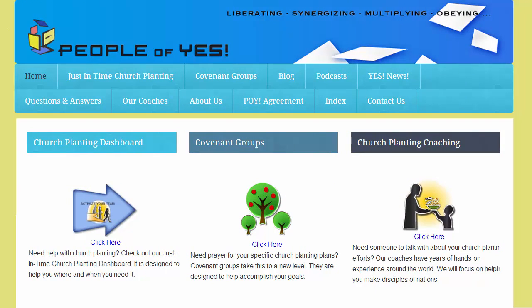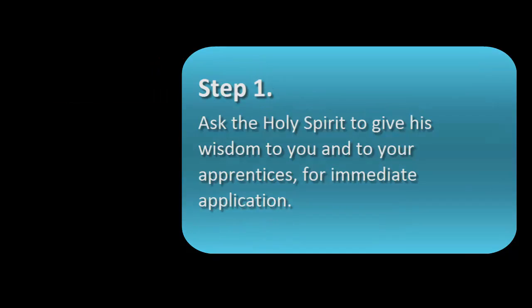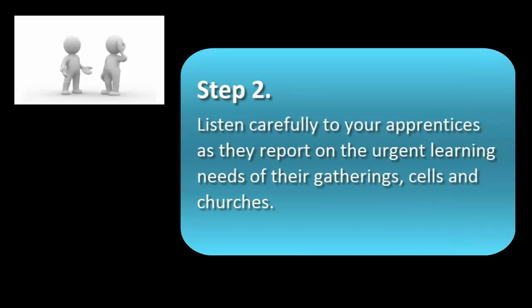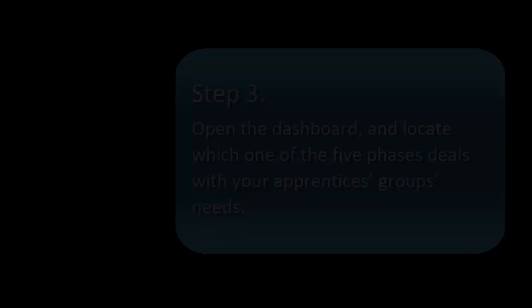Let us summarize how to employ the People of Yes church planting dashboard. You will find these steps listed in the video description below. Step 1. Ask the Holy Spirit to give His wisdom to you and to your apprentices for immediate application. Step 2. Listen carefully to your apprentices as they report on the urgent learning needs of their gatherings, cells and churches. Step 3. Open the dashboard and locate which one of the 5 phases deals with your apprentices' group's needs.